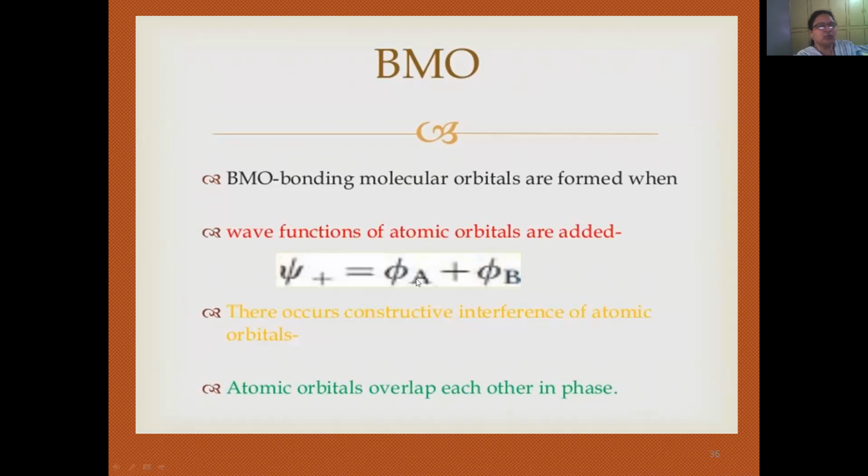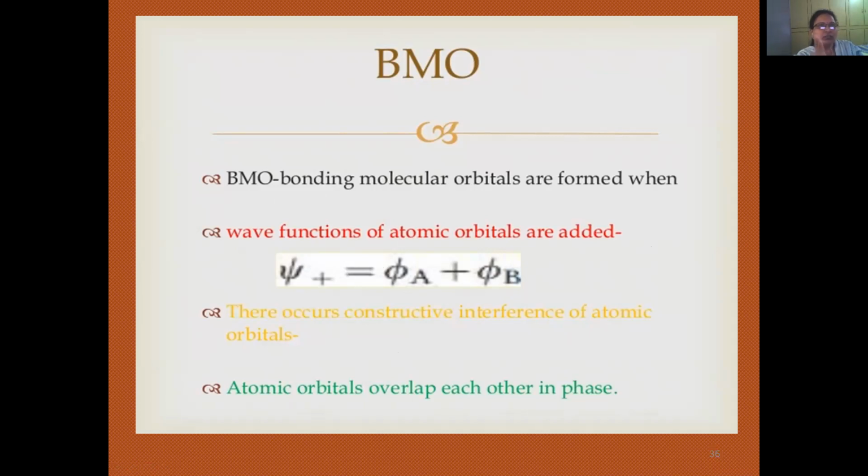Suppose A has one orbital and B has one. So the combination can lead to a bonding molecular orbital. That is, bonding molecular orbitals are formed when wave functions of atomic orbitals are added. That is, psi plus is equal to psi A plus psi B. So there occurs constructive interference of atomic orbitals, and these atomic orbitals overlap each other in phase.